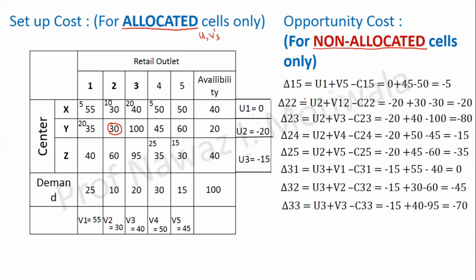Let us now analyze the non-allocated cell values. Here you can observe that all the values of delta, that is opportunity cost, are either negative or 0. If it is negative, it indicates there is no opportunity, or there is a negative opportunity. If we allocate at that place, the cost will increase. So we don't want to increase our cost, so we don't consider those values.